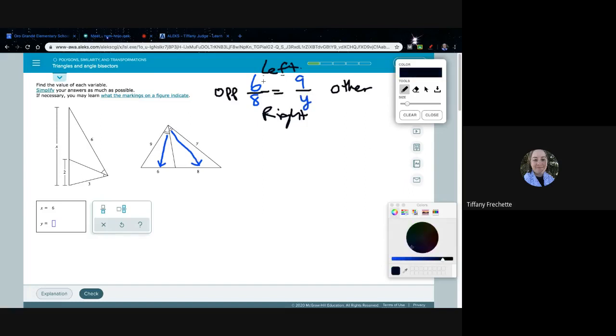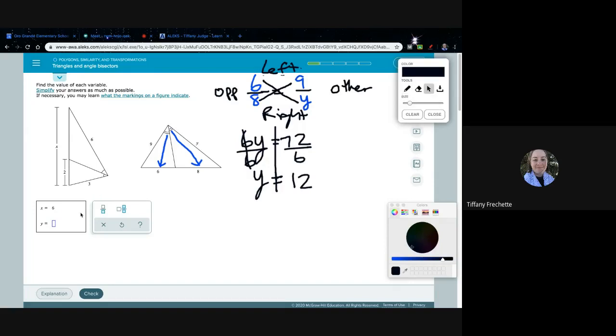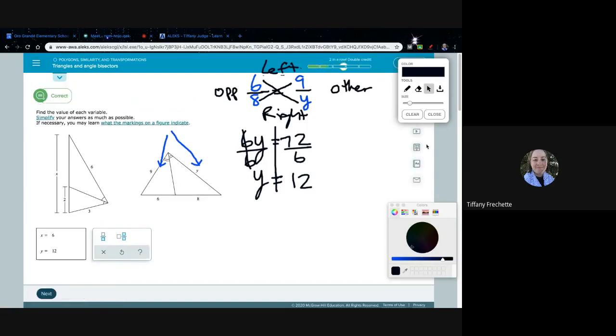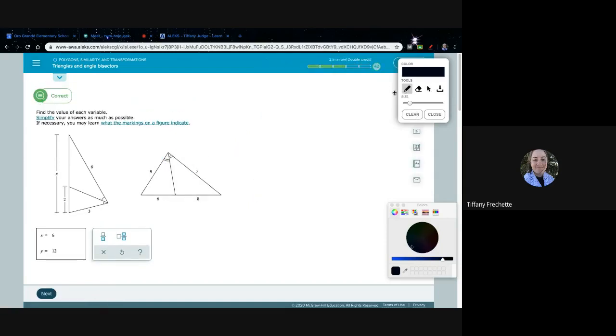Okay. So let's cross multiply. We get 6 times y, which is 6y. 8 times 9, that's 72. And then I want to get y by itself, so I'm going to divide by 6 on both sides. So we get y equals, let's see, we get 12. Check. All right, one more.